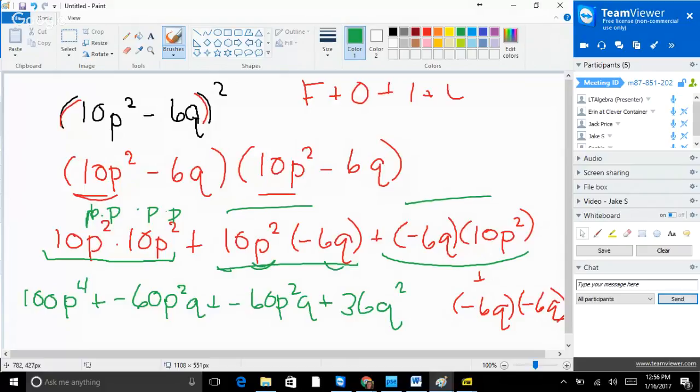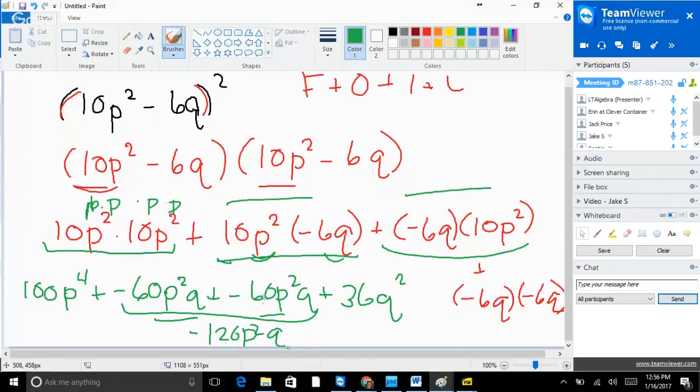Last thing we can do is combine these middle two together, because they both are p squared q. So we could rewrite as negative 120 p squared q. 100p to the 4th plus 36q squared. So that was a really hard one. I mean, that was a complicated one, right? We had squared terms inside of other terms. So that made it a little more complicated.